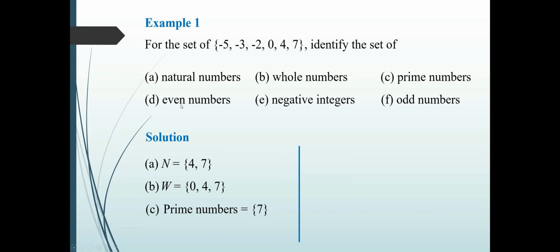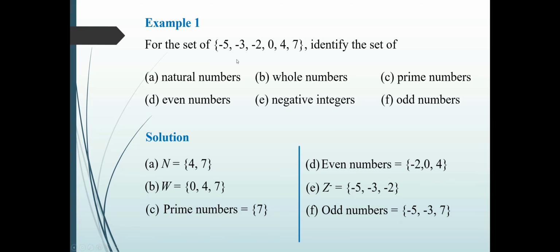Even numbers is also known as nombor genap. So the even numbers here would be -2, 0, and 4. The negative integers would be the negative numbers: -5, -3, and -2. Odd numbers is also known as nombor ganjil. And the odd numbers here are -5, -3, and 7.